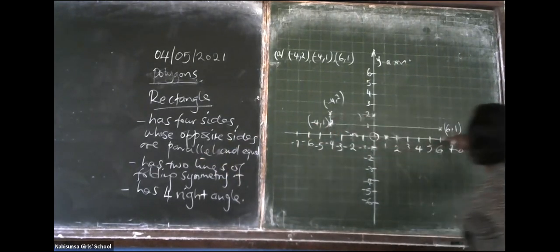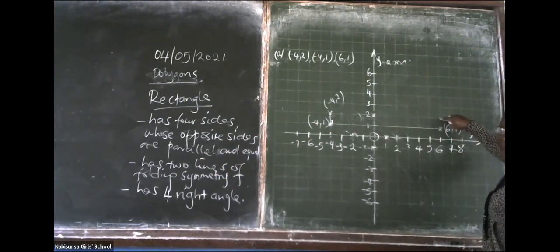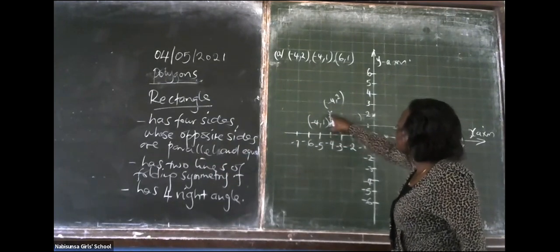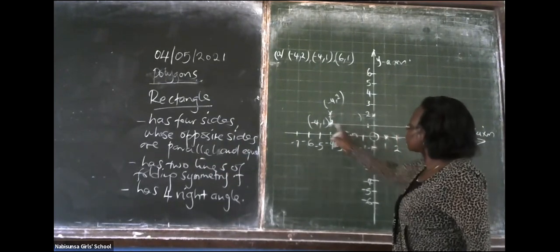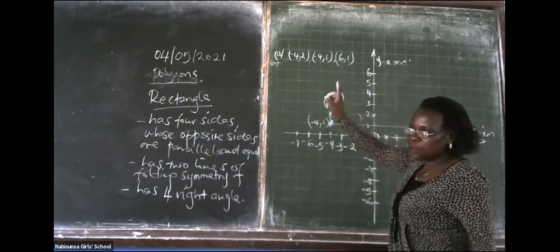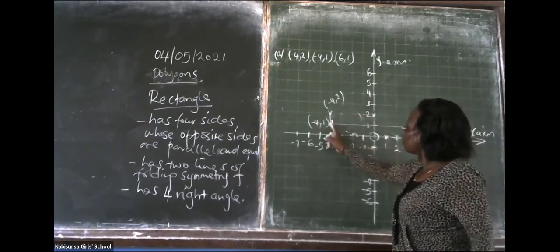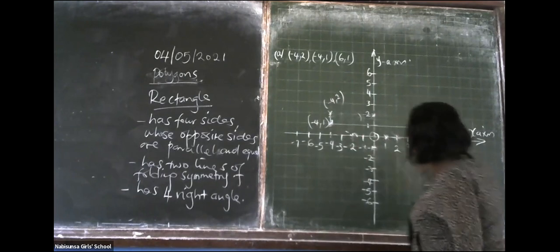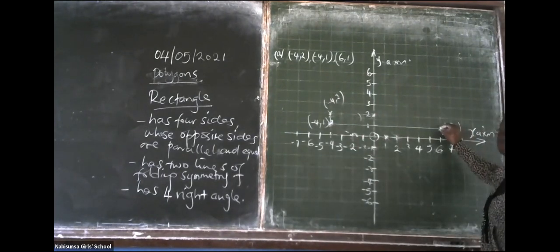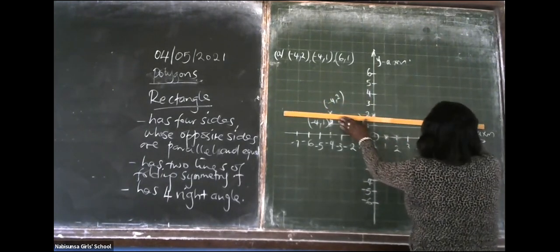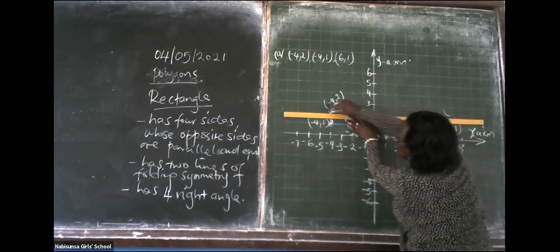Now, how we moved from the second point to the first point is the same way we shall move from the third point to the fourth point. How do we move from the second point to the first? You don't move any step across, you simply move vertically one step. That is exactly the same way you move from the third point to the fourth point. We shall not move any step across, but we move one step vertically and locate the last point of the rectangle: 6, 2.